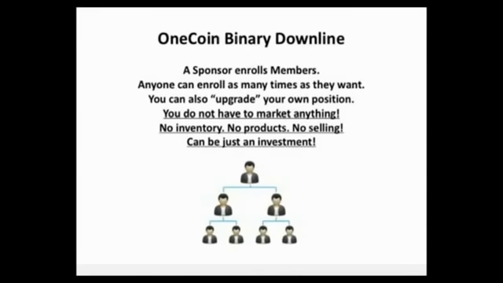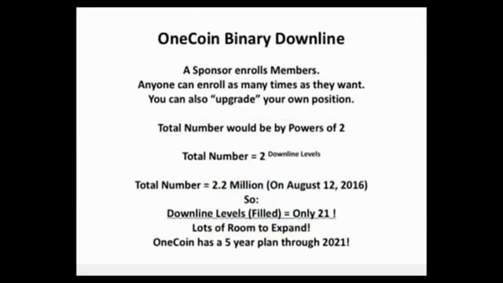The next slide shows how this downline works. And I was wondering, hey, if we've got 2.2 million people involved today worldwide, how many levels in a binary system would that be? And it turns out when you do the math, it's only 21. That means from the topmost person, which is probably the president of the company, there's only 21 levels.